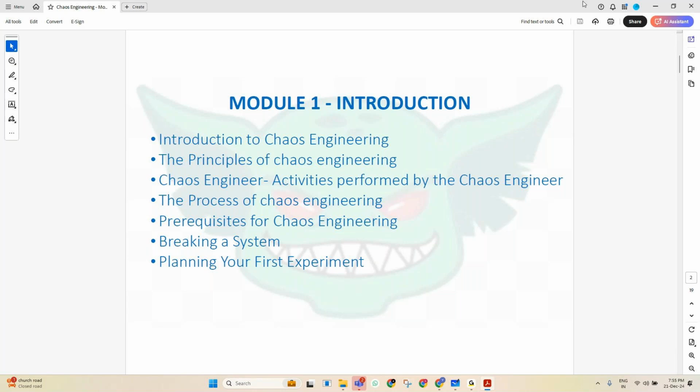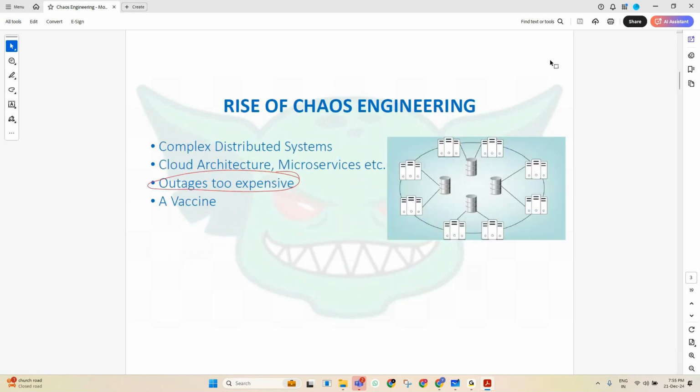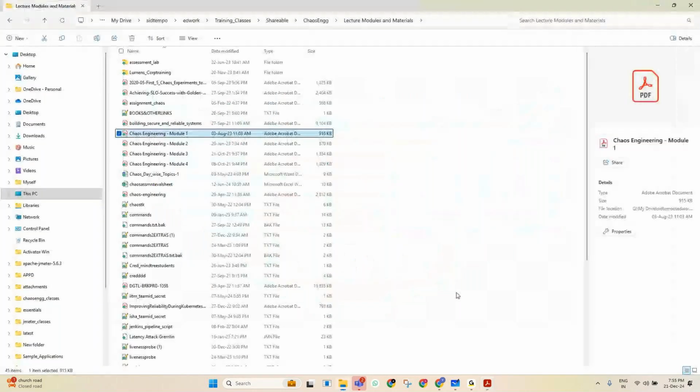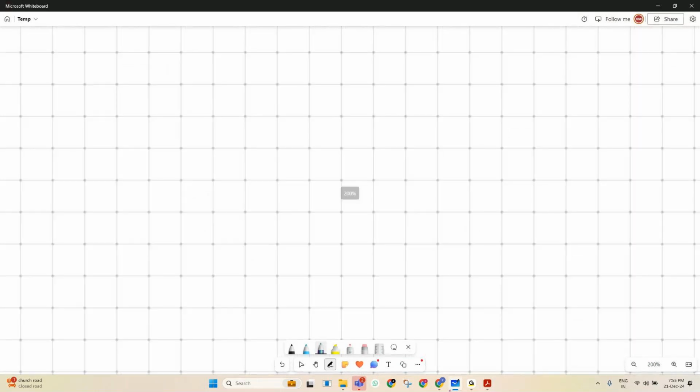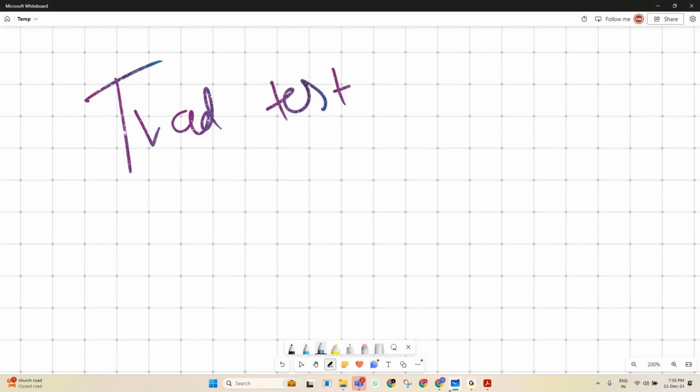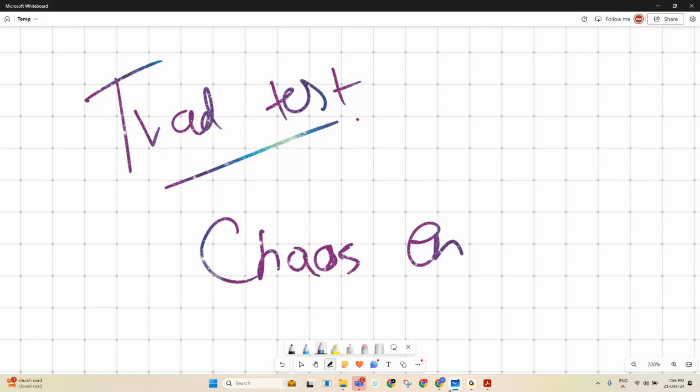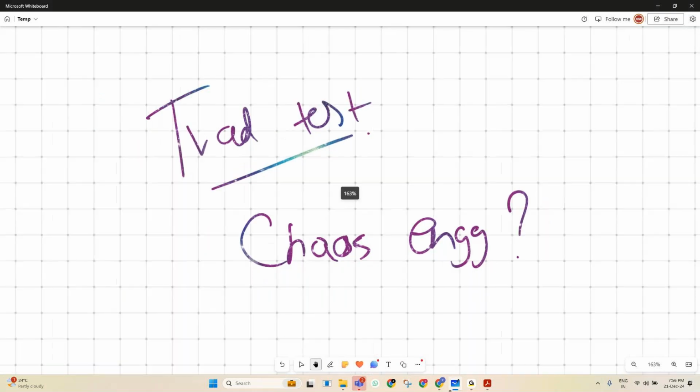First of all, let's start with introduction to chaos. Let's try to understand why we need chaos, a little in depth. Now, I am asking this question to all: we already have a lot of traditional testing practices, performance and all those. Why do you think we need one more testing like chaos engineering? What could be the reasons? What do you feel may be the reason?